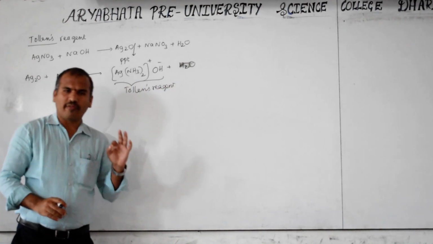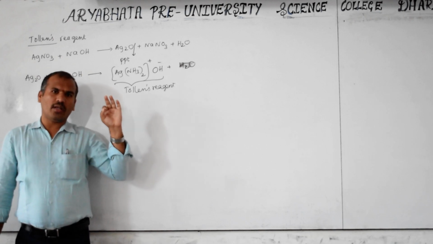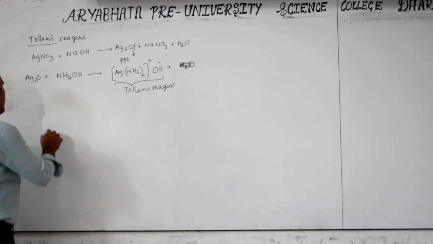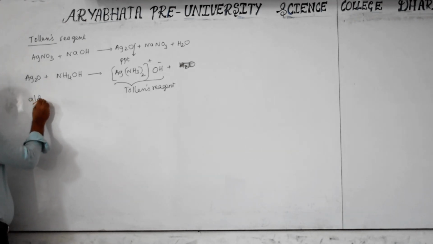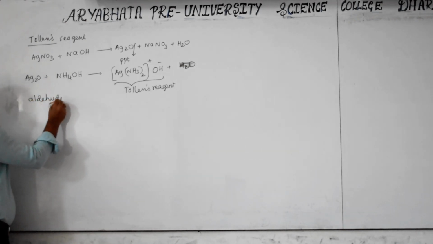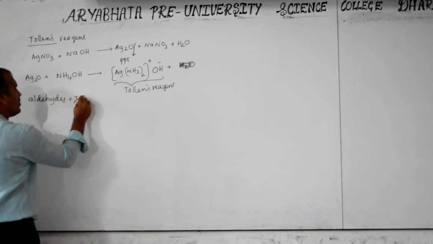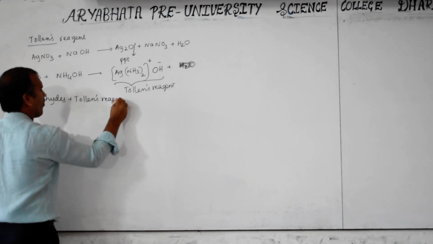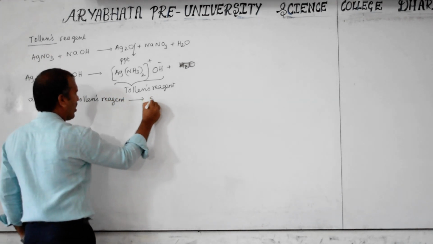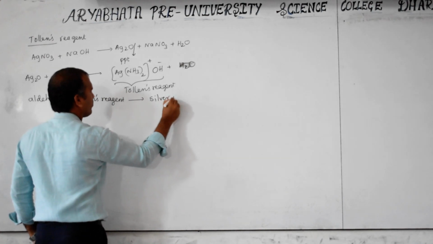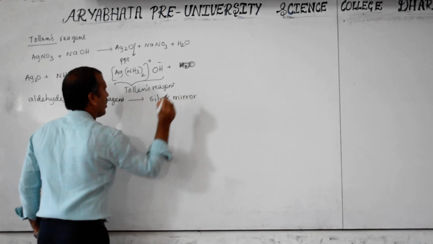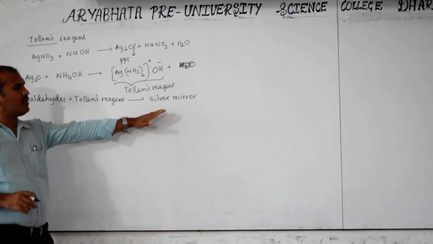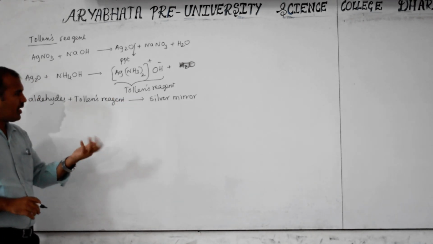Always use freshly prepared Tollens reagent, used for the test for aldehydes and ketones. So keep in mind, aldehyde plus Tollens reagent gives a silver mirror. If a silver mirror appears, the aldehyde is oxidized into carboxylate or carboxylic acid.